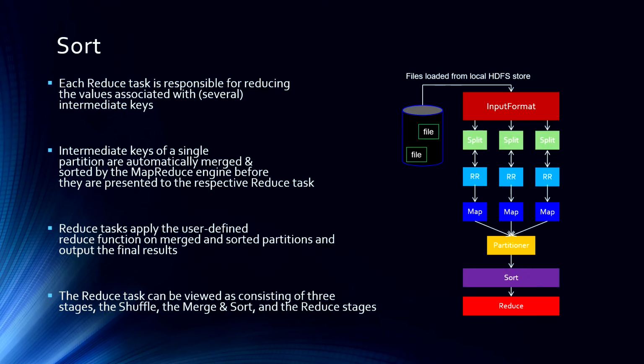Then comes the sorting part, where each reduce task is responsible for reducing the values associated with several intermediate keys. Intermediate keys of a single partition are automatically merged. We don't have to manually merge them. They are sorted by the MapReduce engine, and then presented to the respective reduce task. Reduce tasks apply the user-defined reduce function on merged and sorted partitions and output the final results. The reduce task can be viewed as consisting of three stages: the shuffle, merge and sort, and reduce stages.